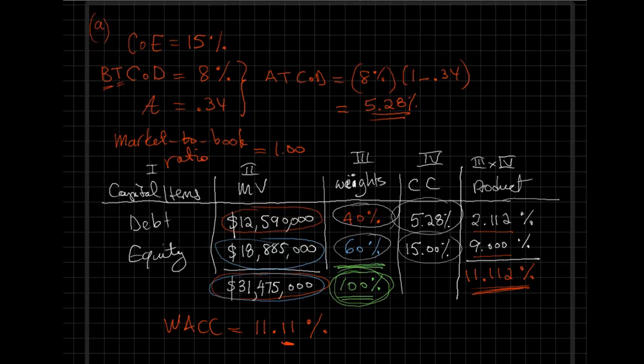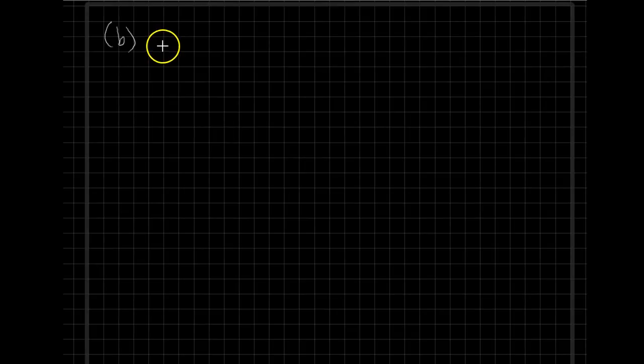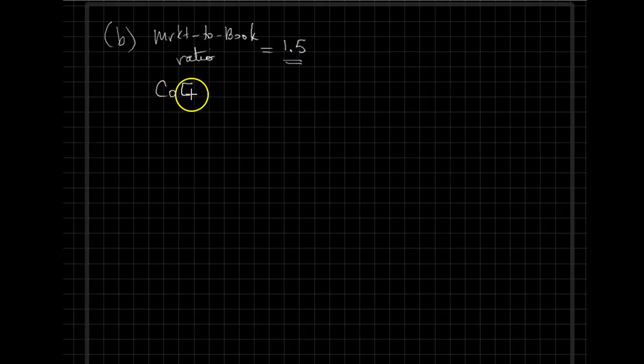For part B now, the only difference is we still have the other figures the same, except that there are some changes here. So first of all, we are told that the market to book ratio is no longer 1, but rather it is 1.5. So that's one change. And another change is the cost of equity now.